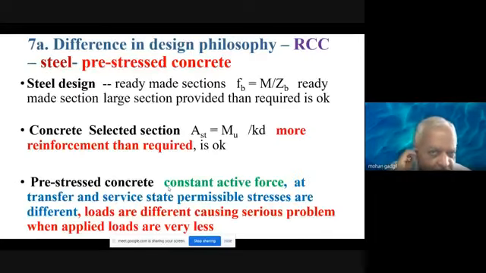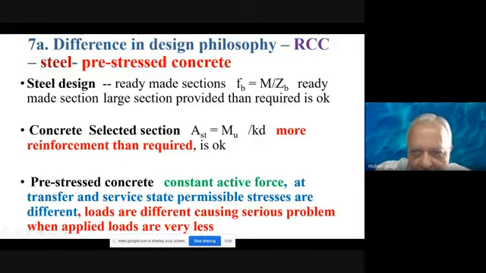Now we will consider the basic difference in the three types of materials for which you have learned the design concept. Your steel design, for example. If you want to design a flexural member, say a beam for resisting the bending moment, then what we do is we select some section. A ready-made section is there, say I section, channel section, built-up section, any section.